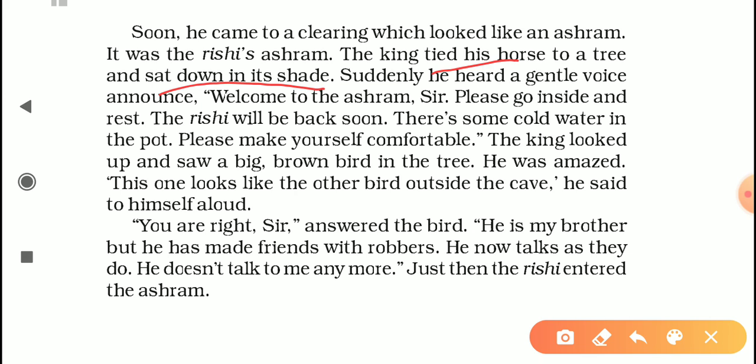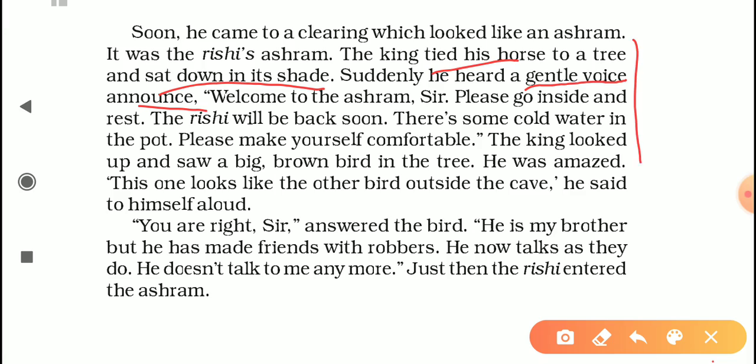Suddenly he heard a gentle voice announce, "Welcome to the ashram, sir. Please go inside and rest. The rishi will be back soon. There's some cold water in the pot. Please make yourself comfortable." The king looked up and saw a big brown bird in the tree. He was amazed. "This one looks like the other bird outside the cave," he said to himself aloud.